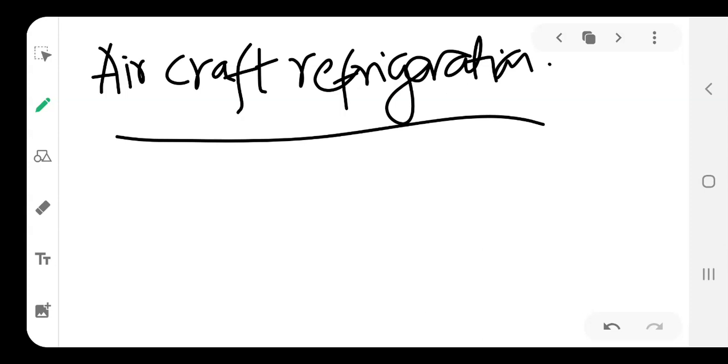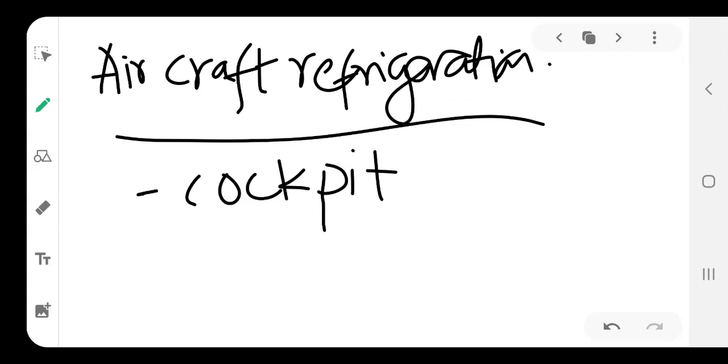So aircraft refrigeration systems are employed for air conditioning the cockpit and cabin of the aircraft, right? So this is why we require aircraft refrigeration.